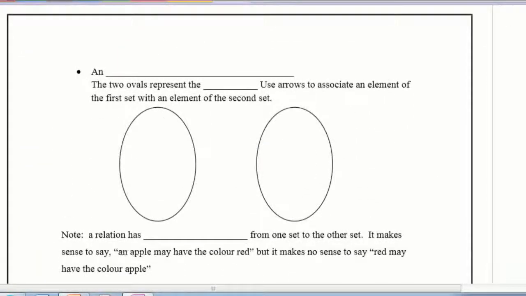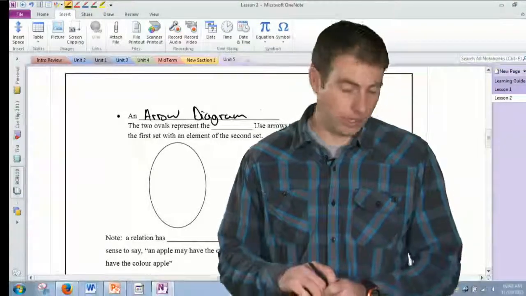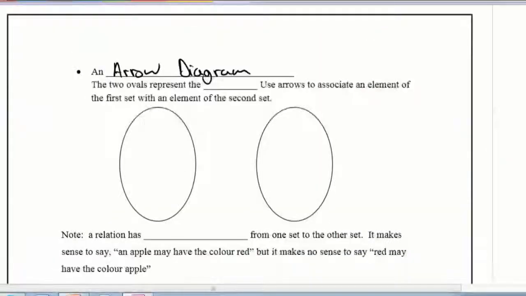We'll go to our third method here on the top of the next page, and we can use what we call an arrow diagram. I think that the course calls them something different. I don't know if anybody's watched the videos from today, but if you have seen it, I wish I knew what they called it. I don't think it's an arrow diagram, but they're the same thing. It's pretty easy to realize what you're dealing with. So the two ovals represent the sets, and we use arrows to associate an element of one set with an element of the second set.